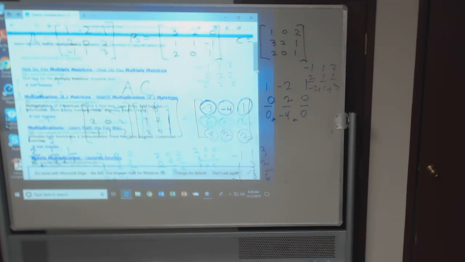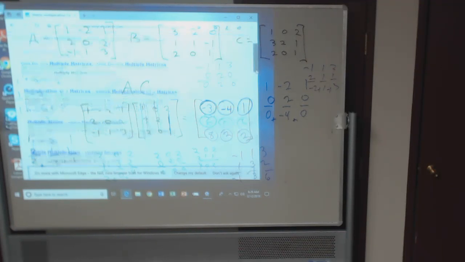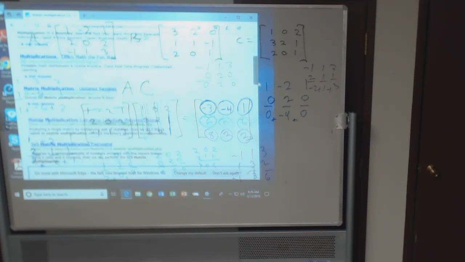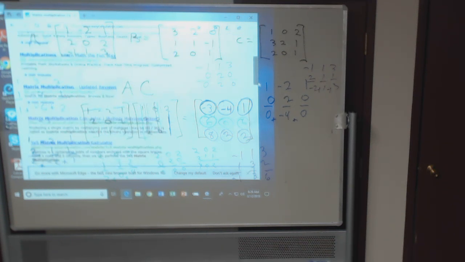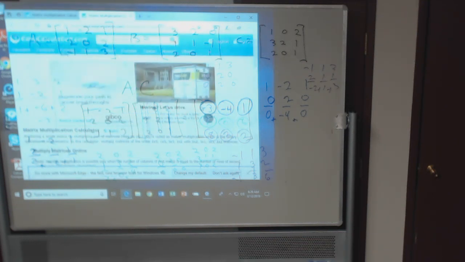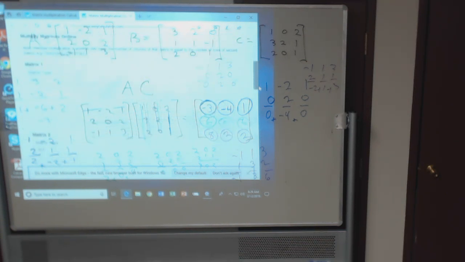Multiplication of two matrices. And the one I'm picking is Matrix Multiplication Online 2 and 3. There's 5 by 5s, but I think all you need for this one is just these 2s and 3s. And watch this. Multiplying matrices online. A 3 by 3.